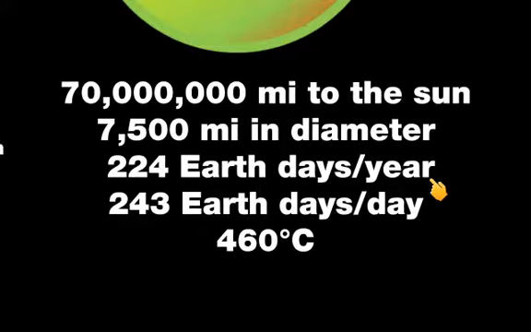Mind-blowing, isn't it? It takes 224 Earth days for it to go around the sun, and it takes 243 Earth days for the planet Venus to spin around once. That's just crazy to think about. How do you have a birthday when it's like that? I don't know. All right.